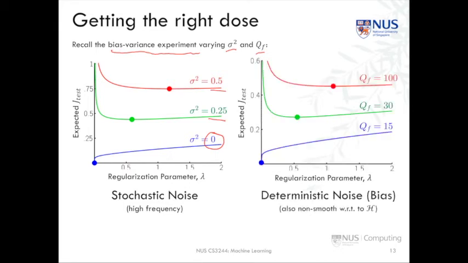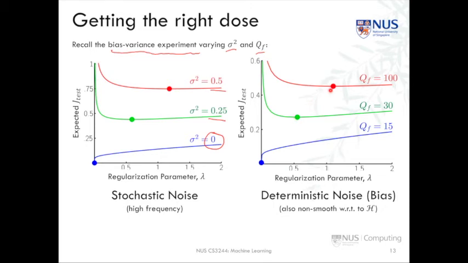Now, how does that compare in the case of deterministic noise or bias? In fact, the graph looks almost identical. You can see, again, when we have a lower order target function, we'll be able to fit the function exactly, and there's no need to introduce regularization. When we have a higher order target function, our points will vary a lot more depending on the sampling, and we'll need regularization to try to smooth things out.